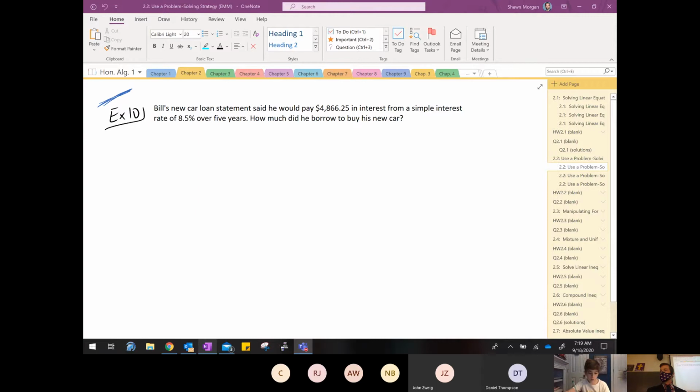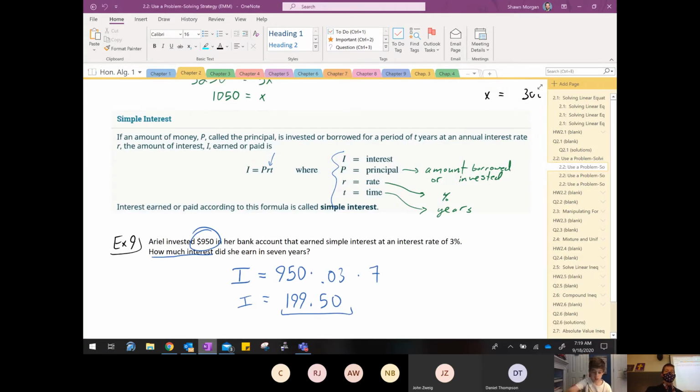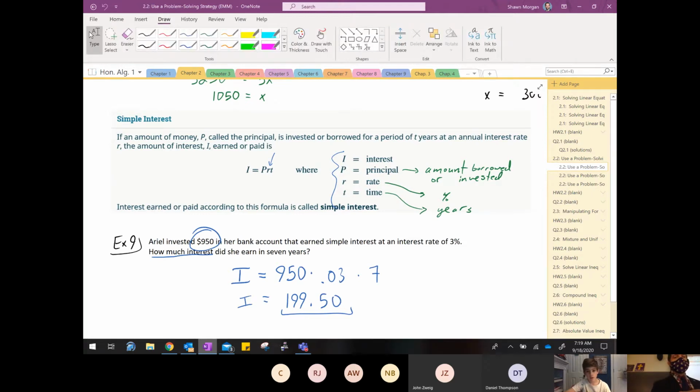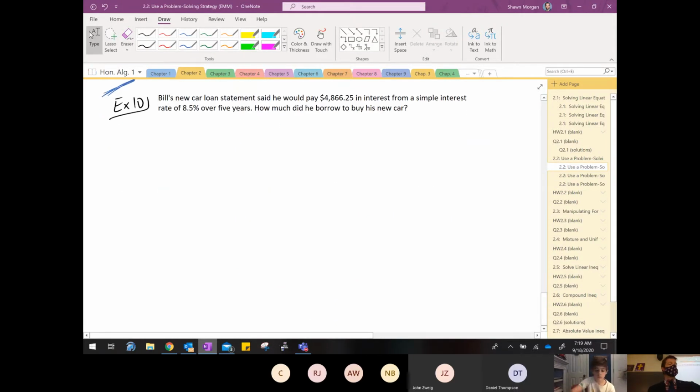So the unknown here is going to be different than the example we looked at yesterday. And again, as a reminder, just in your notes, if you needed to reference back, this was the formula that we talked about right here. I equals PRT. I equals PRT. That's the formula you're going to be using for this problem.